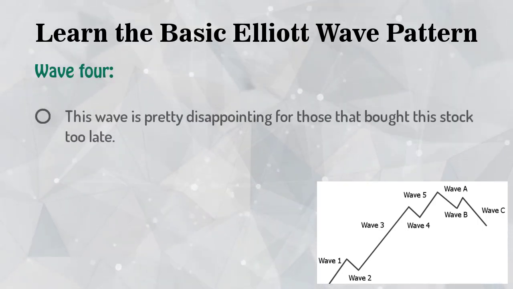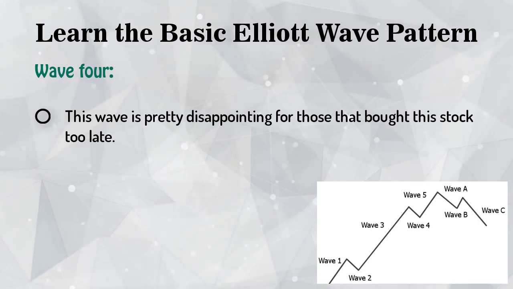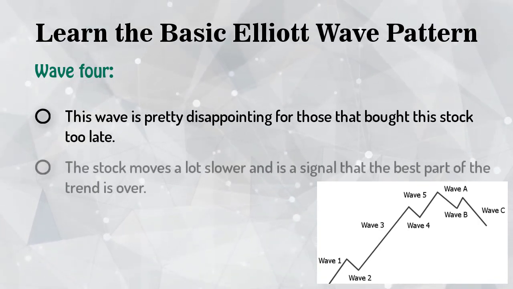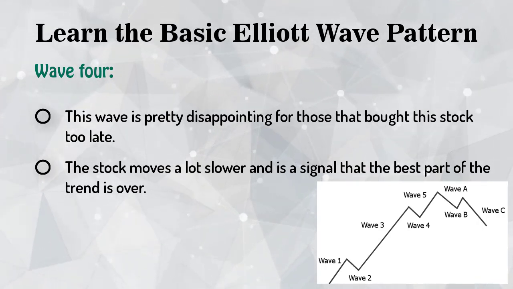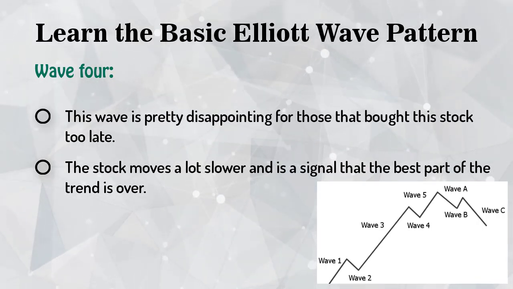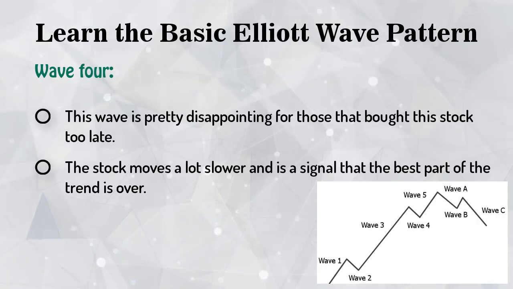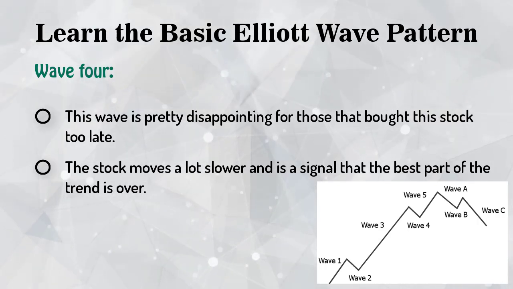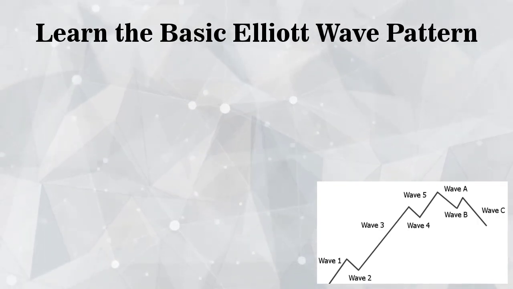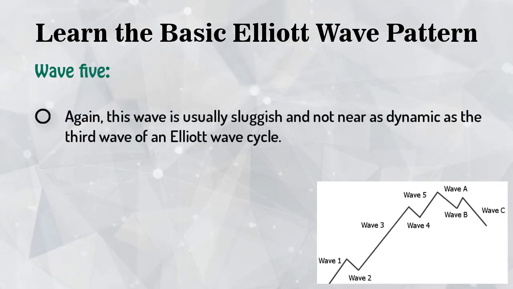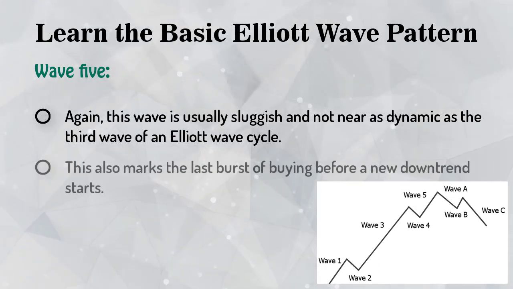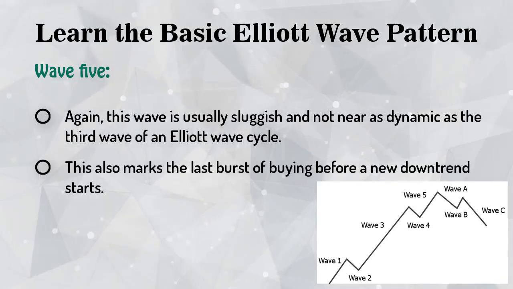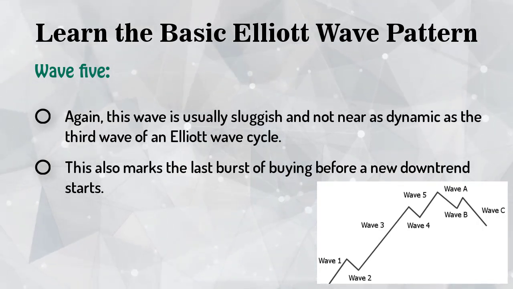Wave 4. This wave is pretty disappointing for those that bought this stock too late. The stock moves a lot slower and is a signal that the best part of the trend is over. Wave 5. Again, this wave is usually sluggish and not near as dynamic as the third wave of an Elliott Wave cycle. This also marks the last burst of buying before a new downtrend starts.